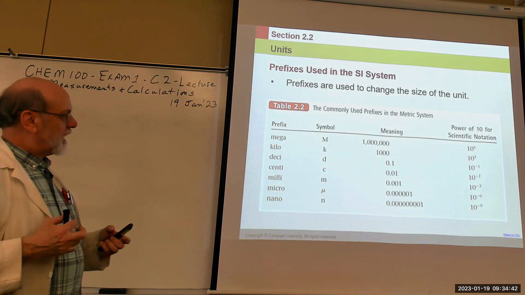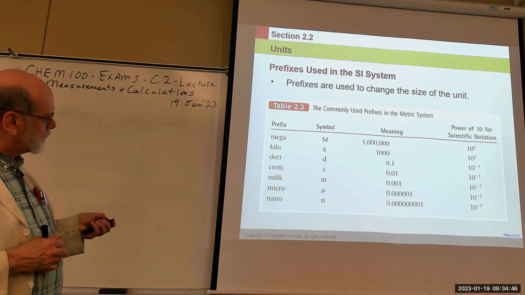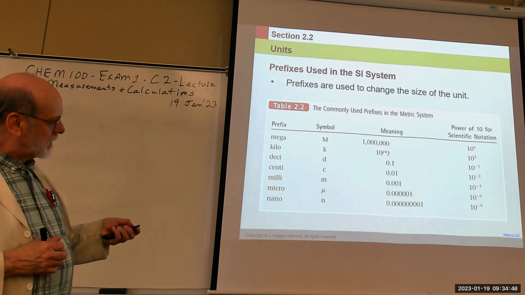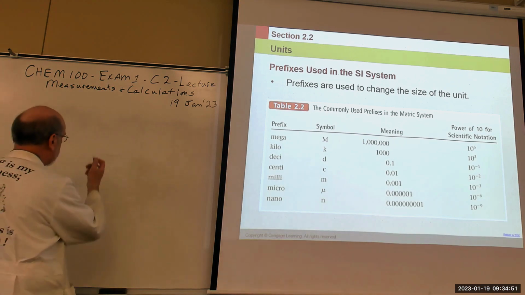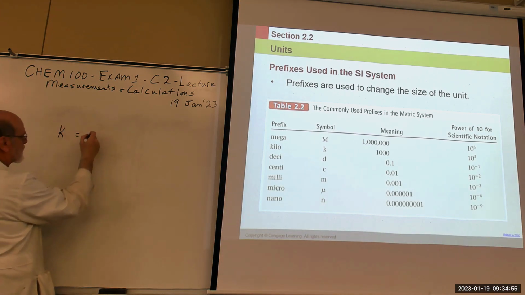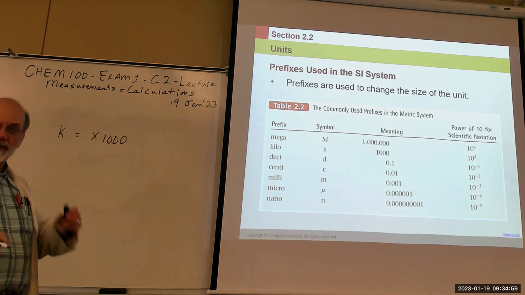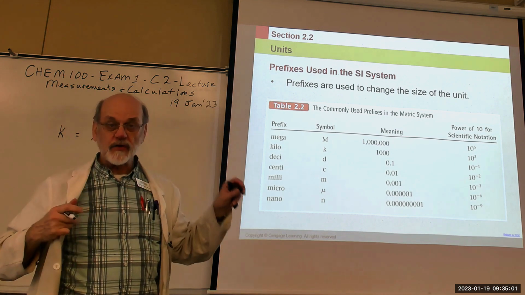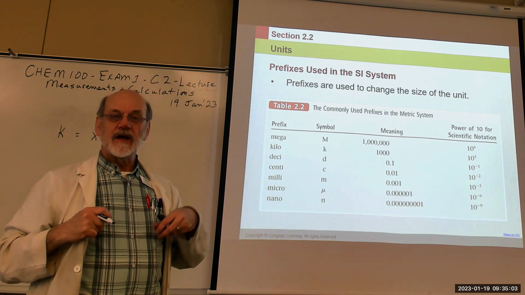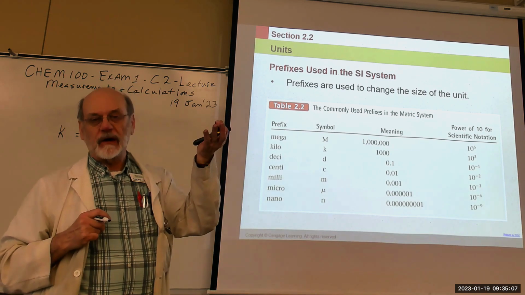So these are some that we use. Let's focus on this one, the kilo. It's represented by a small k, and the small k means times 1,000. So if we put that k in front of any other unit, it means your unit now has been changed to 1,000 times bigger.